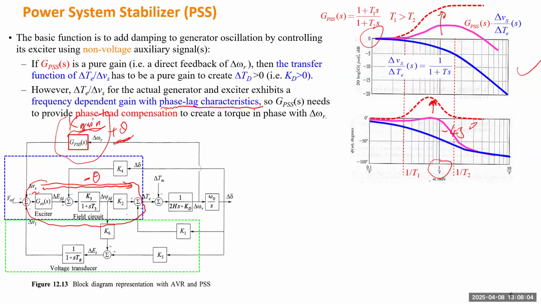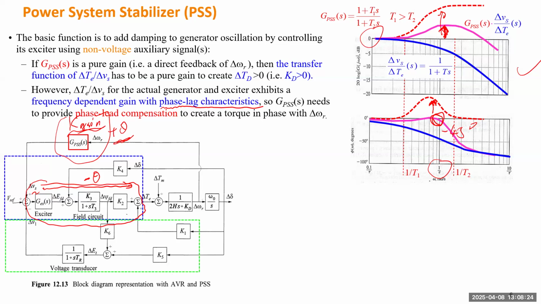It gives you around 0. So here, around the center time, the phase shift is about 0. And at that time constant, you get about this gain. So this one will be your actual additional damping coefficient to be increased by PSS.